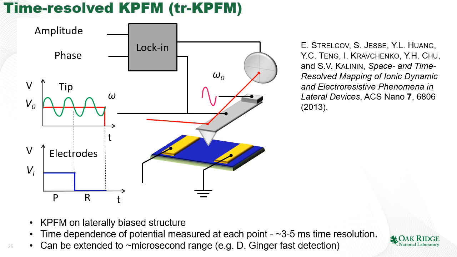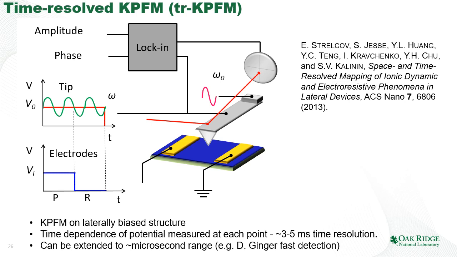And this is the approach that we call the time-resolved KPFM, or TR-KPFM. The idea here is that we run a classical KPFM experiment, so the usual detection scheme using the lock-in in this particular case. But what we do is we do measurements on the dynamically biased device. What I mean by that is that we have this classical triple electrode configuration. So we have a biased electrode, we have the grounded electrode, and while the tip is standing in one location, we apply a short voltage pulse to the biased electrode. And we measure the cantilever response both before the application of the bias and after the application of the bias. So this allows us to extend the KPFM to the time domain and measure the potential at each point with about 3 to 5 millisecond time resolution.